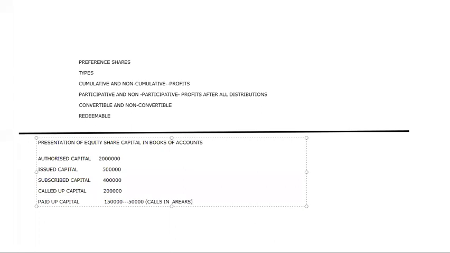Like this. Then another term comes, calls in advance. Let's assume I thought of issuing 5 lakhs, but what happened? I got an amount of 6 lakhs. So this difference of 1 lakh we are going to call calls in advance amount.